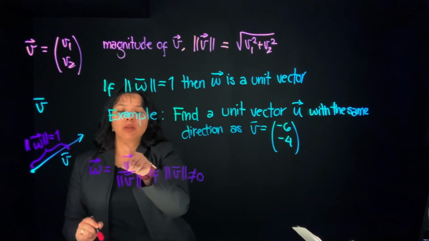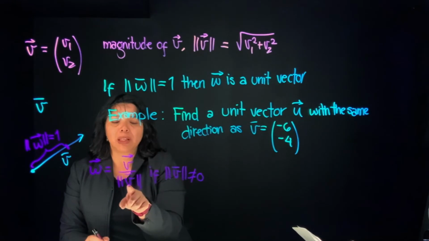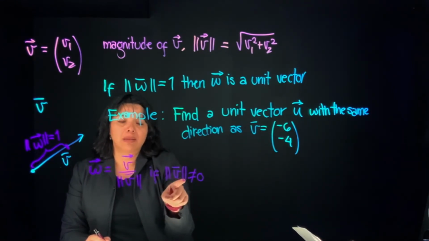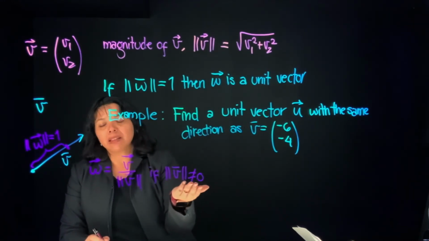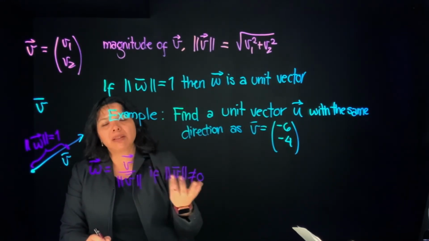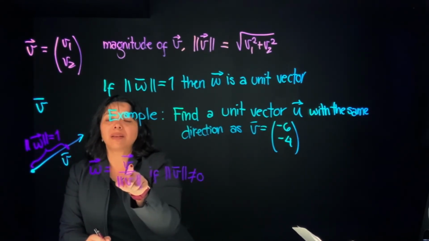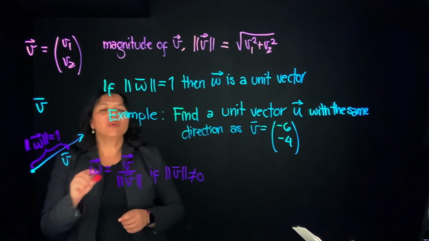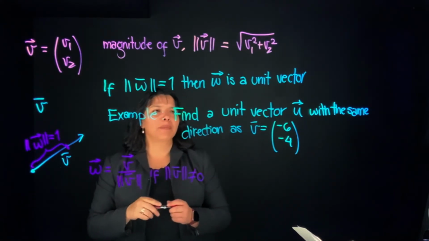Now, if you look at the formula, you can tell that for this formula to make sense, I need the magnitude of v to be different than 0. So you just need to be careful about this. And really, the magnitude of v is going to be 0 if and only if v is 0. So this formula works almost always, except for when my vector is a 0 vector. Okay, so once I have this, let me apply this to this example.